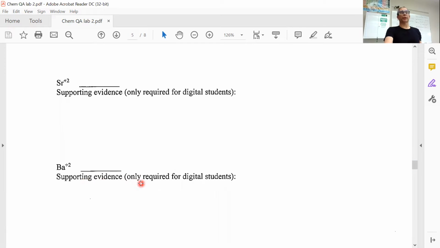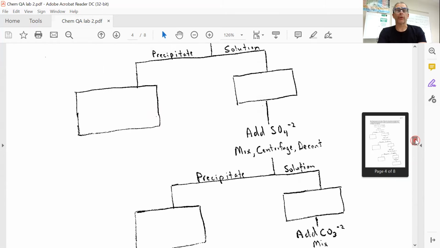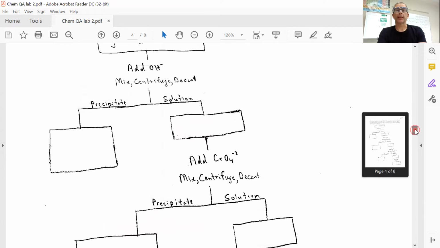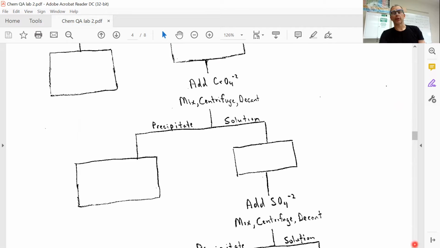Supporting evidence, make sure you watch the general information video for hints about that. And be careful, the order of the ions in this sheet is not necessarily the same as the order on the flow chart. We're going to follow the flow chart on page 4, and we're going to add OH minus, and that will tell if one thing is a yes or no for precipitate. Then the next thing we're going to add is CrO4 minus 2, and then we will use that to determine if yes or no for another precipitate.